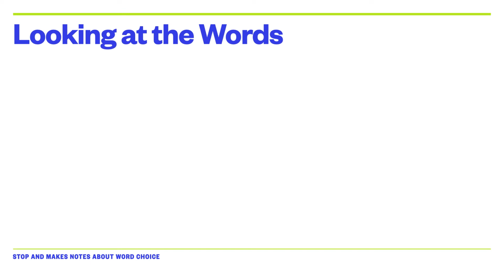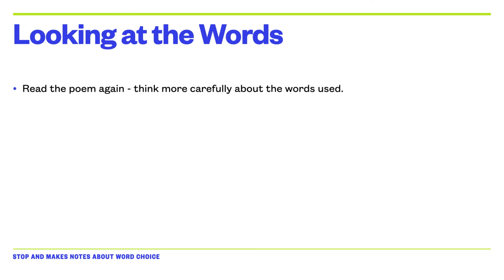Now we're going to think about word choice. Read the poem again, and now you're zooming in. So if you think about when you first looked at this poem, you looked at the general poem overall, and now you're zooming right into the specific words, okay?